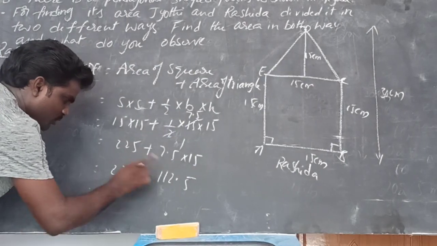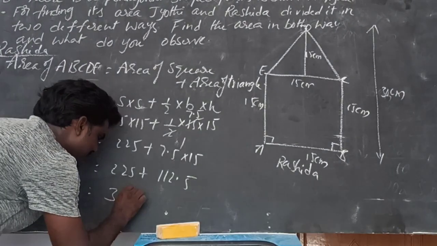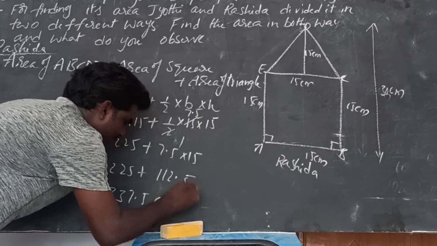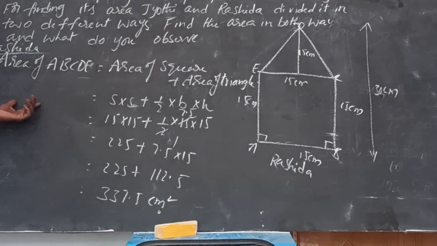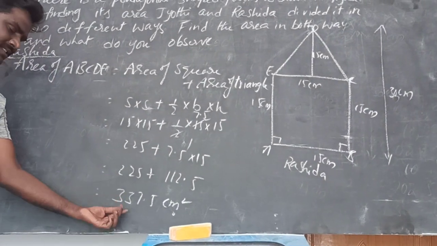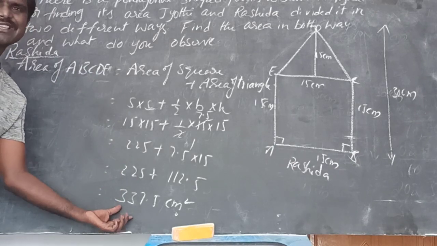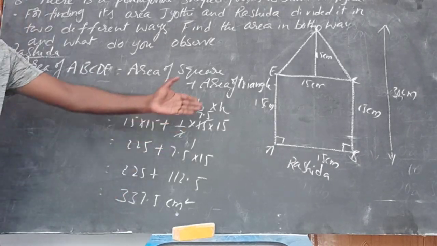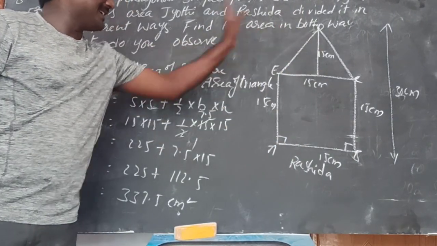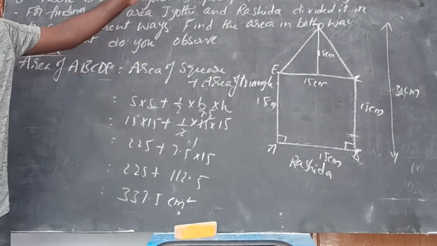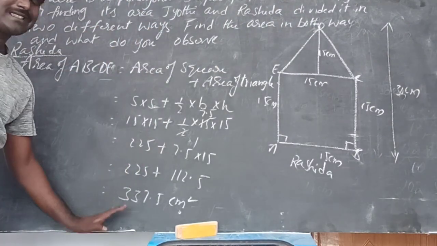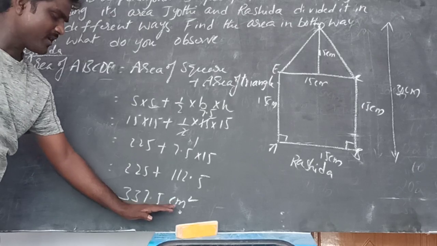So we add the total sum, which is 337.5 centimeters square. So Jyoti's way gives the same answer, and Rasida's way also gives the same answer. The total area of the closed figure ABCDE is equal in both Jyoti's and Rasida's ways. The answer is the same, 337.5 centimeters square.